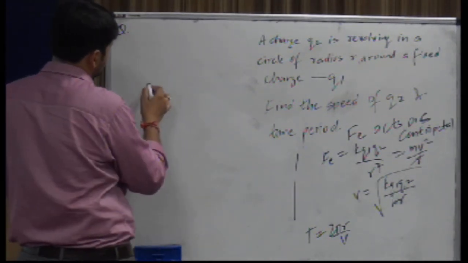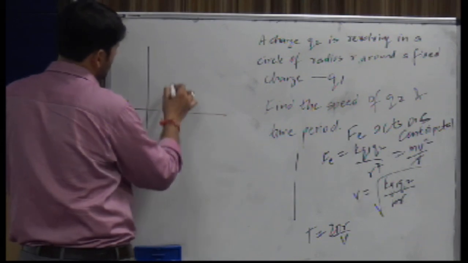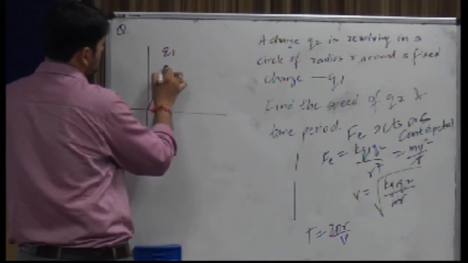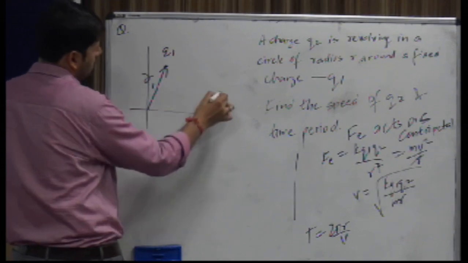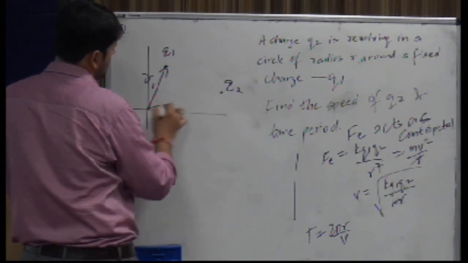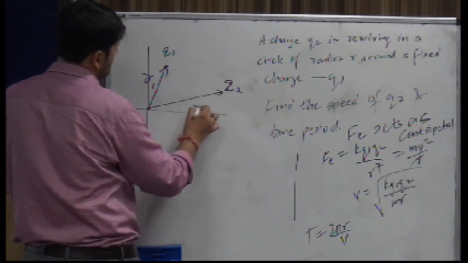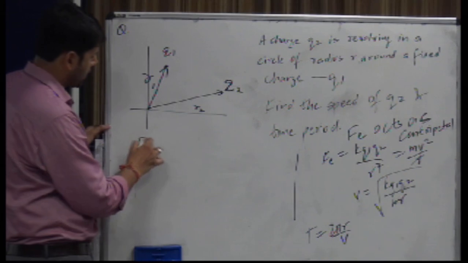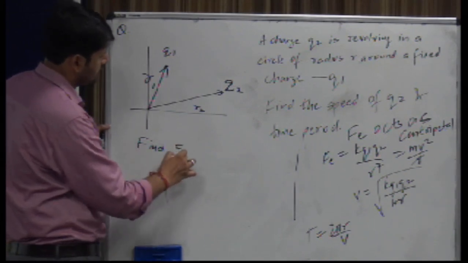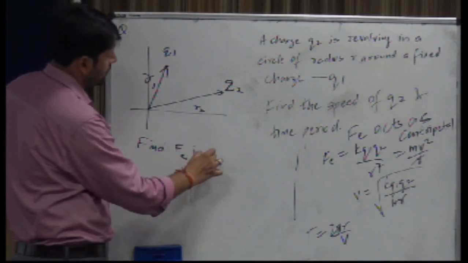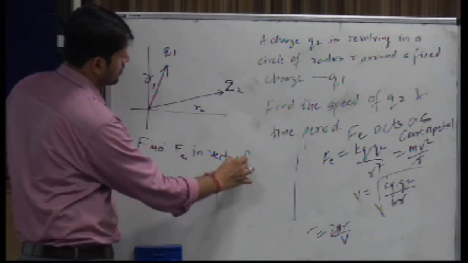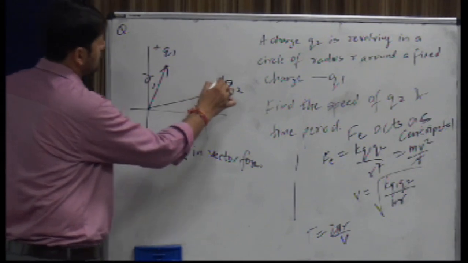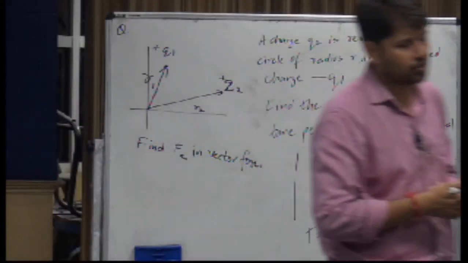Another one. This is a coordinate system. A charge q1 is placed at position vector r1, another one q2 is placed at position vector r2. So find the electric force in vector form. You can assume both are positive. Find the electric force in vector form.